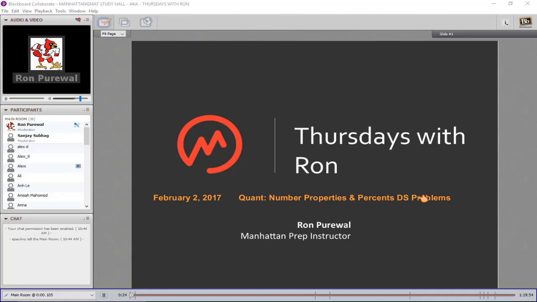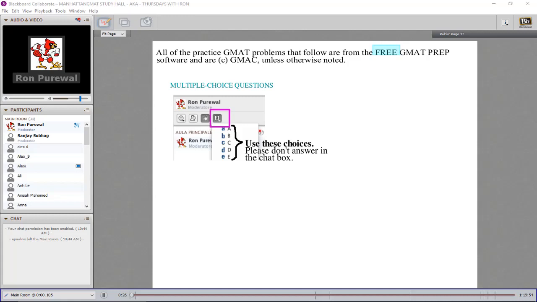So just to show the copyright info again. Today's problems again are mostly from our materials, mostly, but not necessarily entirely. But if we don't attribute the problem to a source, then it's from the free GMAT prep. That's where we get the majority of the problems for these. And don't forget, when you have a multiple choice question, this is where you answer it.